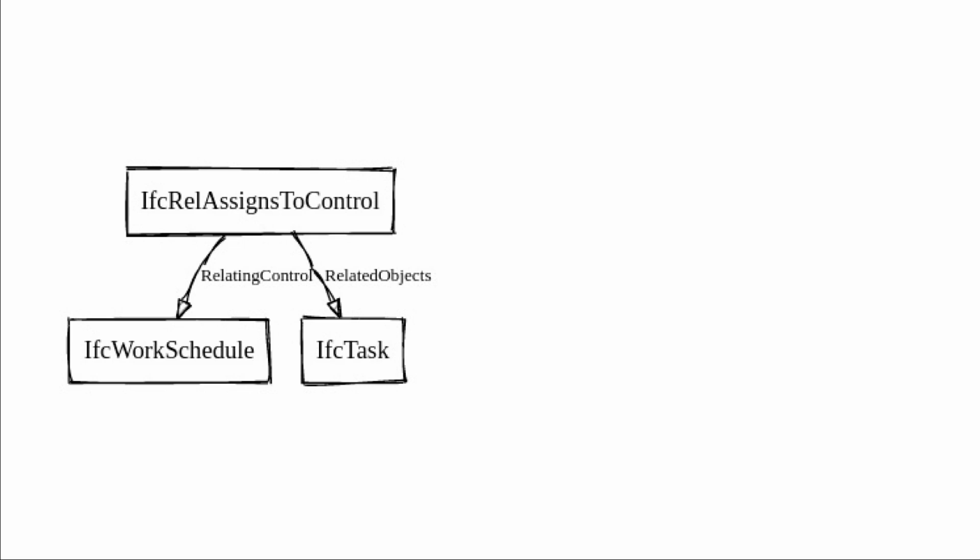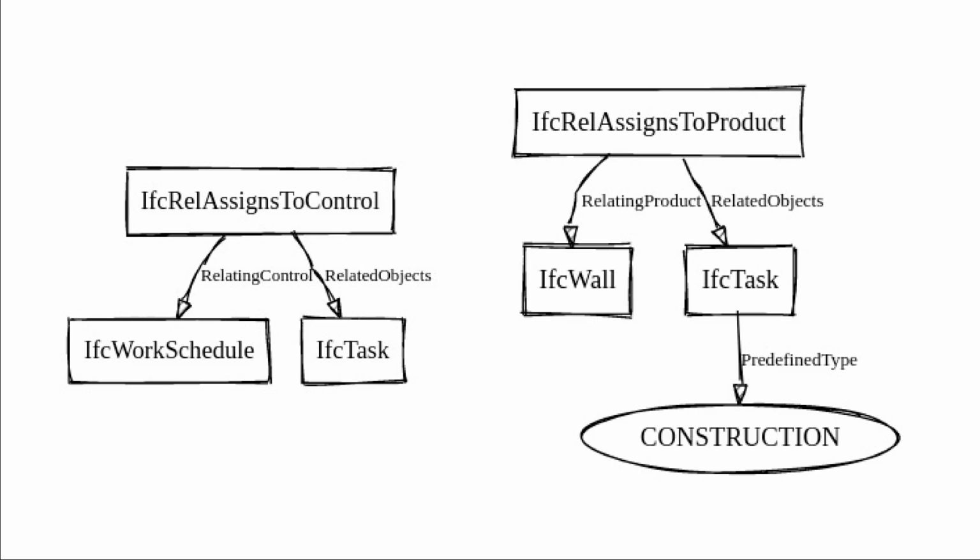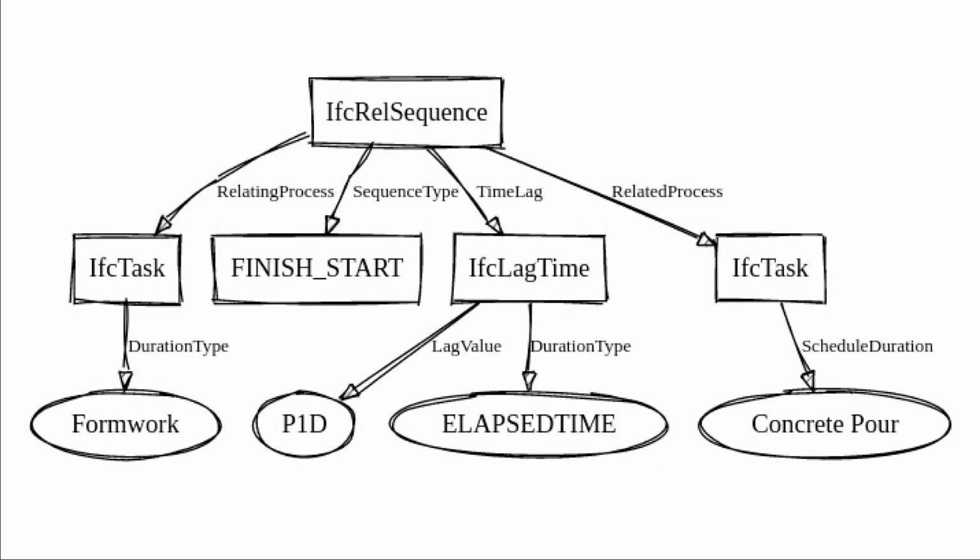We can then extend this concept with this one, where tasks can be linked to objects in our BIM model. In this concept, our task is set as a construction task, which effectively means that our task results in a wall being constructed. Tasks can also have sequential relationships. In this scenario, a predecessor task, such as setting up formwork, has a finish to start relationship to a successor task, such as pouring concrete, with a lag time of one elapsed day between them.